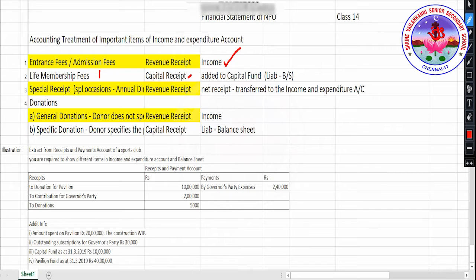Then you have special receipt. What is special receipt? It's for a special occasion, for example, the annual dinner. So I hope that you're able to see. Let me expand it for you.